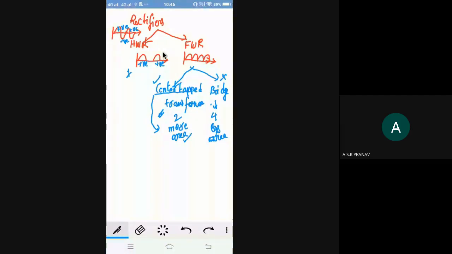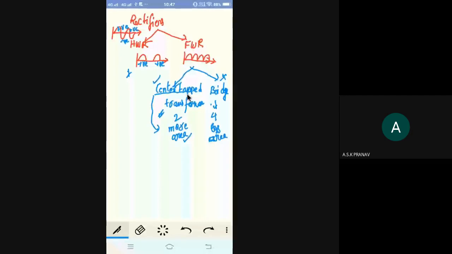Again, full wave rectifiers are classified into two types: the center tap transformer full wave rectifier and the bridge full wave rectifier. In the center tap transformer full wave rectifier, we use a center tap transformer, which occupies more area, so the area occupied by this rectifier is more. Whereas in the bridge full wave rectifier, we do not use the center tap transformer. That's why it occupies very little area.